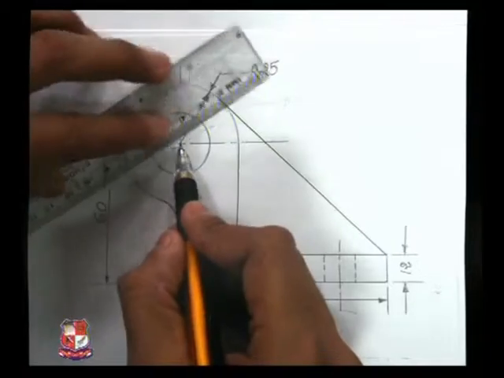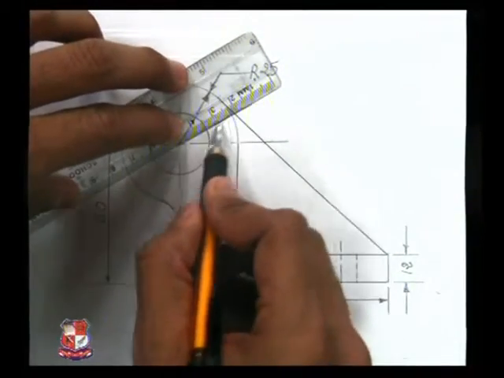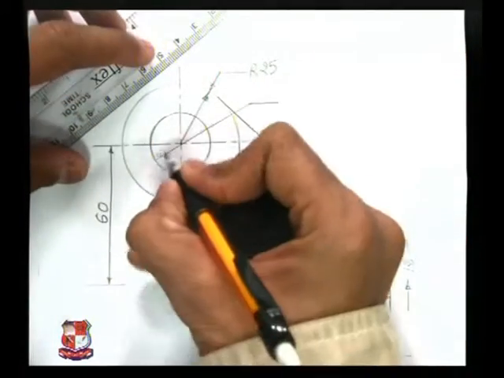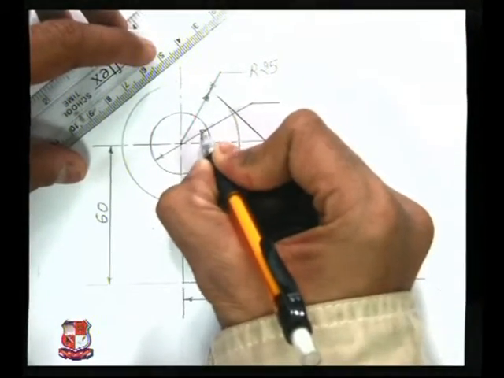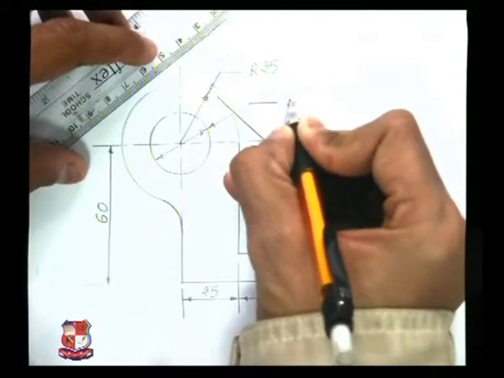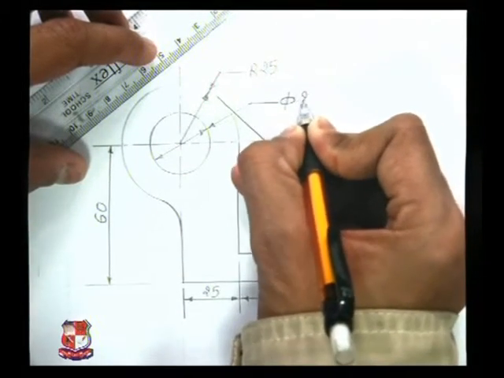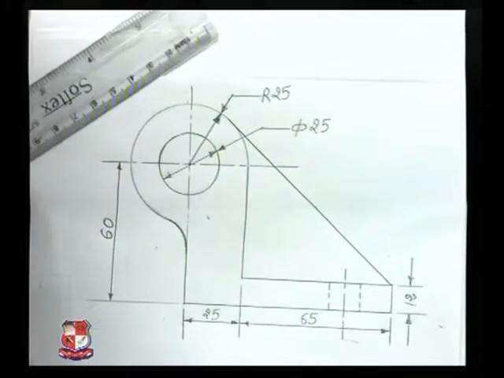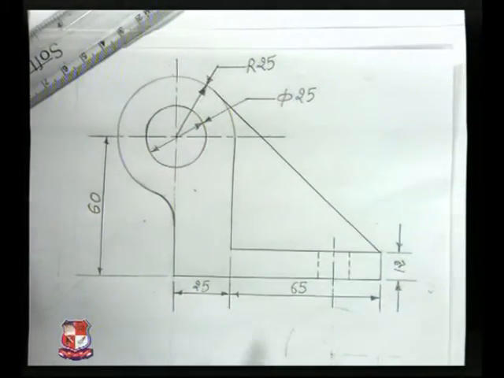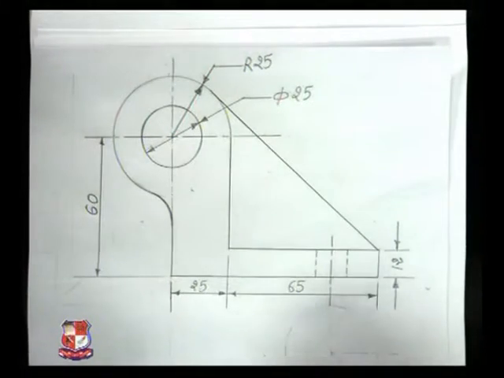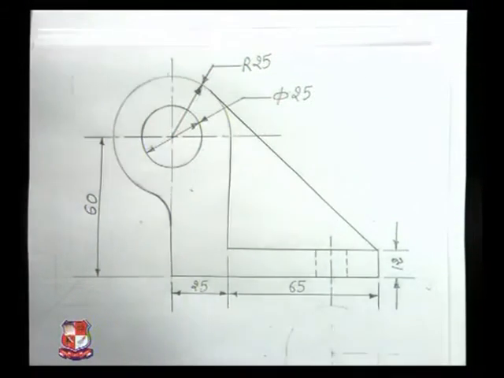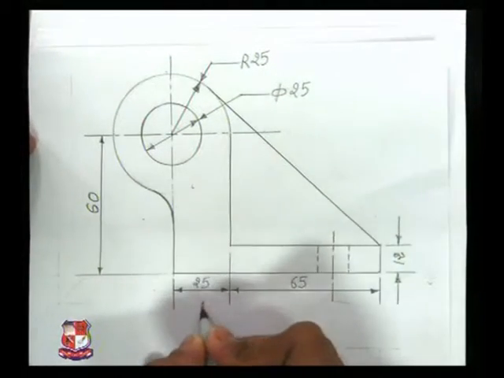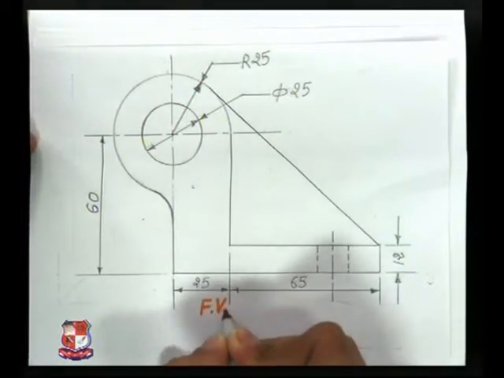Similarly, this parameter, that is diameter, can be written like this, and diameter is mentioned with phi symbol, phi 25. So diameter is 25 millimeter, you can see here. So this is the front view of the given solid. You write the name of the view below this drawing like this. It's a front view.